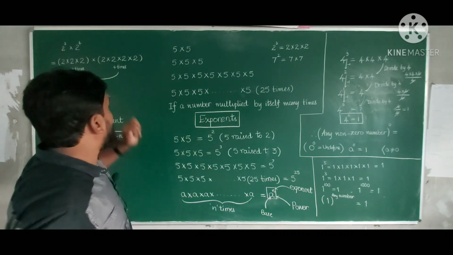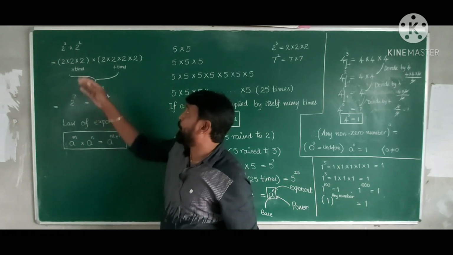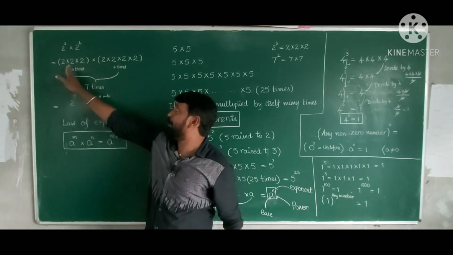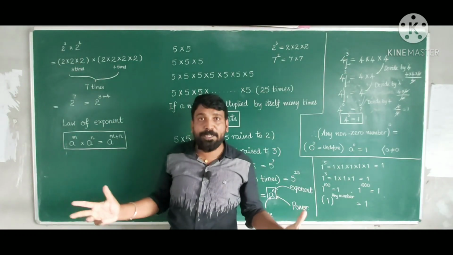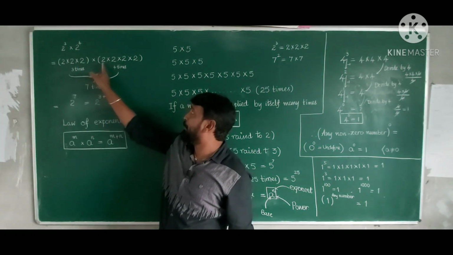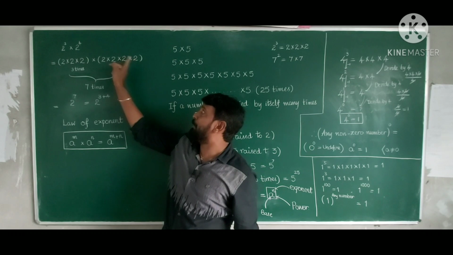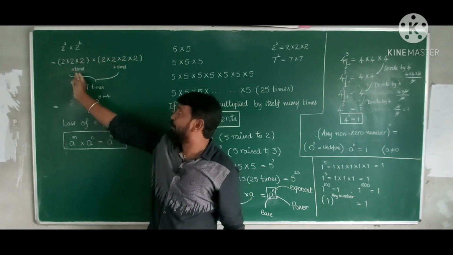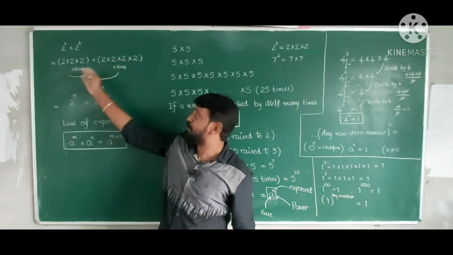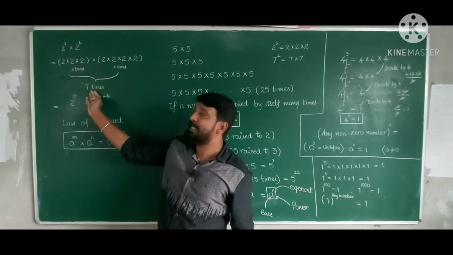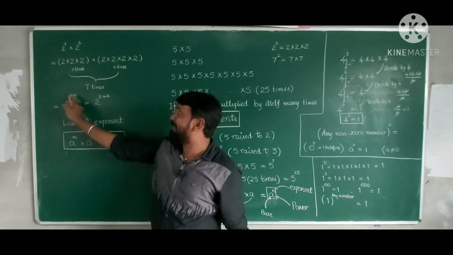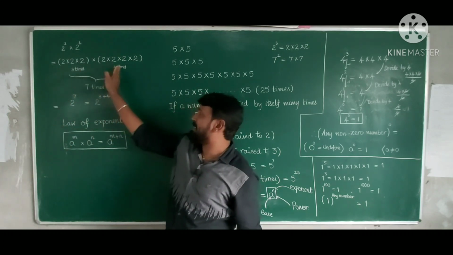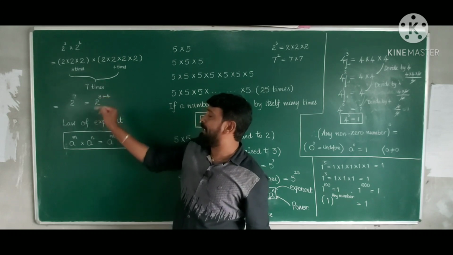Now, for example, I am taking 2 power 3 into 2 power 4. 2 power 3 means 2 into 2 into 2, how many times? 3 times. Into 2 into 2 into 2 into 2, that is 2 power 4, 4 times I am taking here. So 3 times and 4 times. Totally how many times are we getting here? 7 times. That is why 2 power 7. Right, 2 power 7, how did we get it? 3 plus 4. 2 power 3 plus 4.